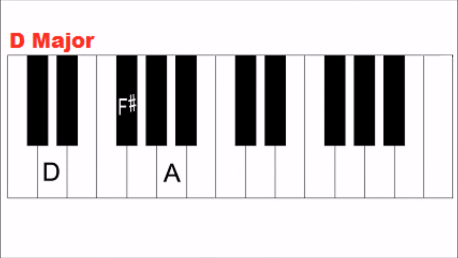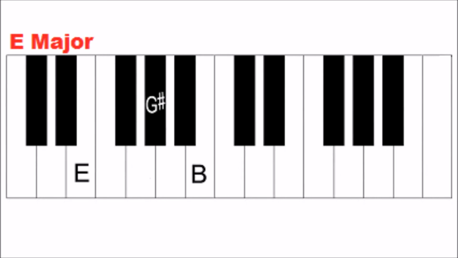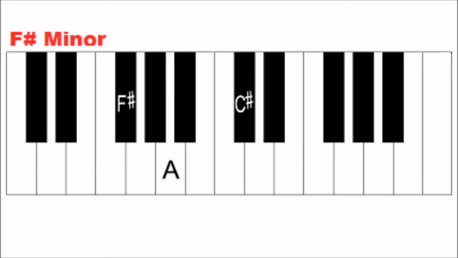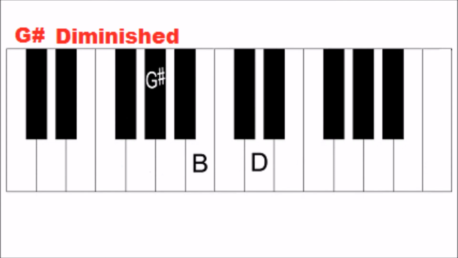The notes of chord 4, D major, are D, F sharp, A. The notes of chord 5, E major, are E, G sharp, B. The notes of chord 6, F sharp minor, are F sharp, A, C sharp. The notes of chord 7, G sharp diminished, are G sharp, B, D.